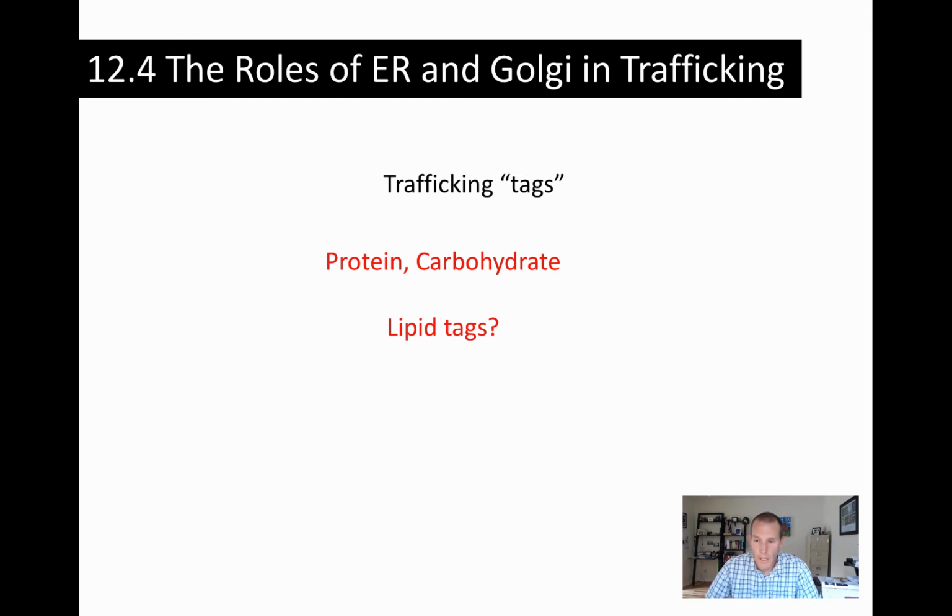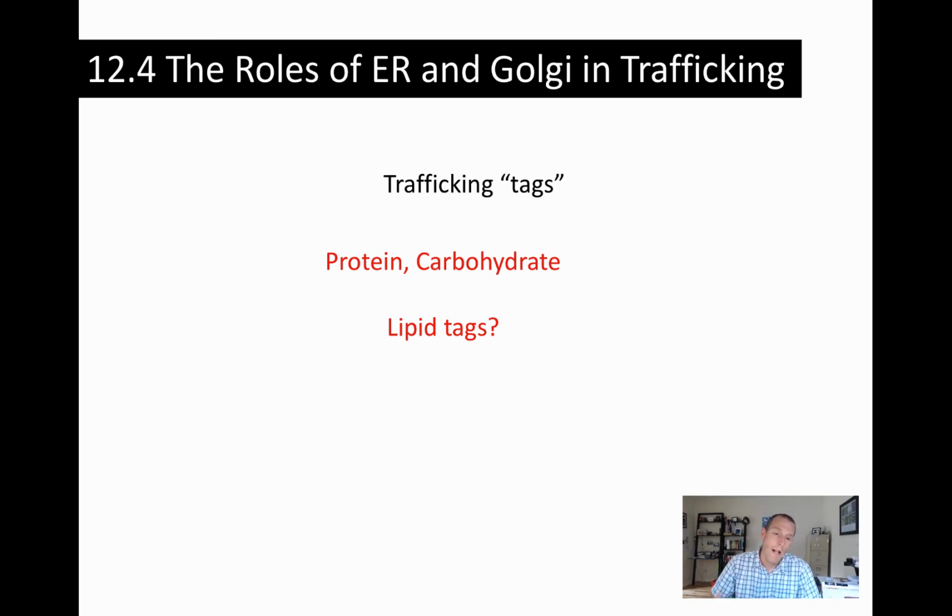A tag can be a short stretch of amino acids. It could be a little hydrophobic domain. It could be an oligosaccharide side chain that's been added by N- or O-linked glycosylation, or some other kind of structural feature. As well as telling proteins where they should be going in the cell and helping them be transported there, tags can also be used to exclude proteins from particular vesicle trafficking pathways.